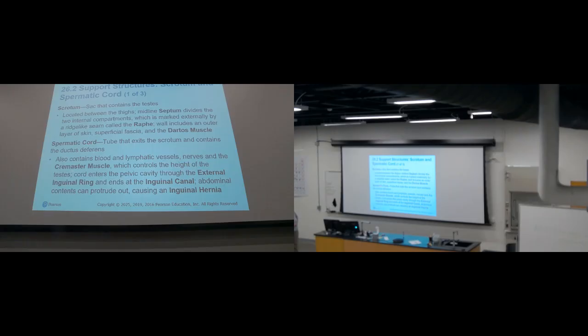Now, the spermatic cord, which is a tube that exits the scrotum, contains the ductus or vas deferens, the cremaster muscle, the testicular artery, testicular vein, lymphatic vessels, and nerves. This passes through the external inguinal ring and ends at the inguinal canal. Sometimes, if that canal is wider open, it can lead to the exit of loops of intestine into what we call the inguinal hernia.